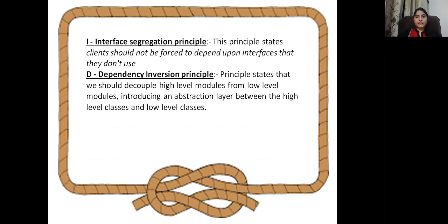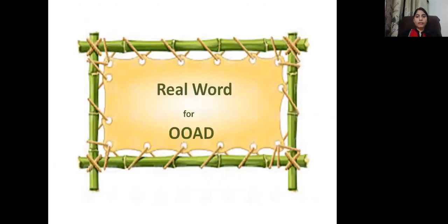I for interface segregation principle. This principle states clients should not be forced to depend upon interfaces that they don't use. D for dependency inversion principle. This principle states that we should decouple high-level modules from low-level modules, introducing an abstraction layer between the high-level classes and low-level classes. Now, the real world for OOAD, that is object-oriented analysis and design.